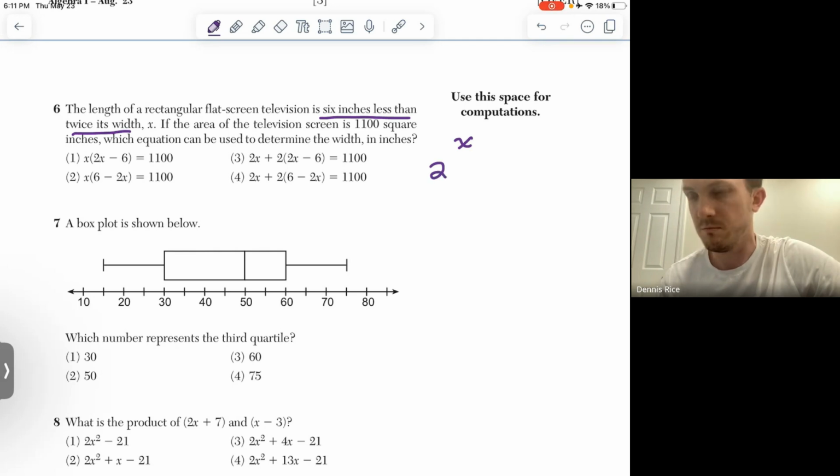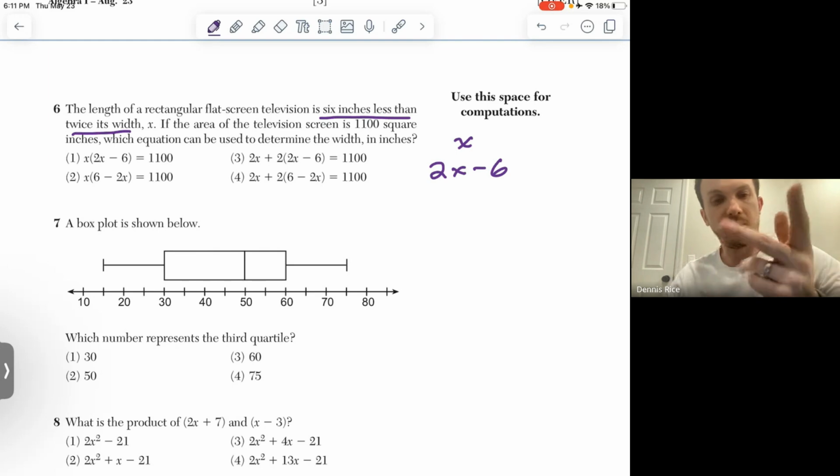2x minus 6. That does kind of switch the idea. 6 inches less than, even though it happens first in the sentence, happens second in the expression. 6 inches less than twice, or double, something. So we double it, and then we take away 6. And now which one does this correctly?